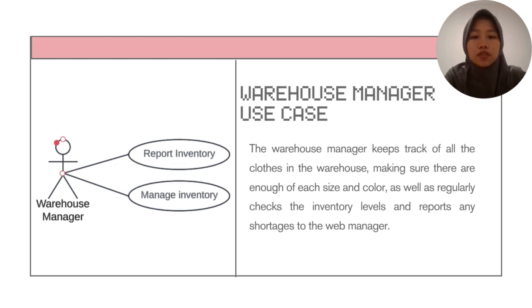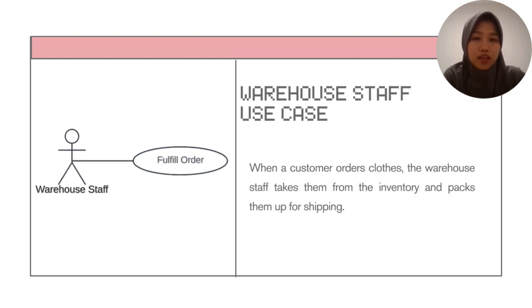The warehouse manager use case, where the warehouse manager keeps track of all the clothes in the warehouse, making sure there are enough of each size and color, as well as regularly checking the inventory levels and reporting any shortage to the web manager. Next is warehouse staff use case. When a customer orders clothes, the warehouse staff takes them from the inventory and picks them up for shipping.